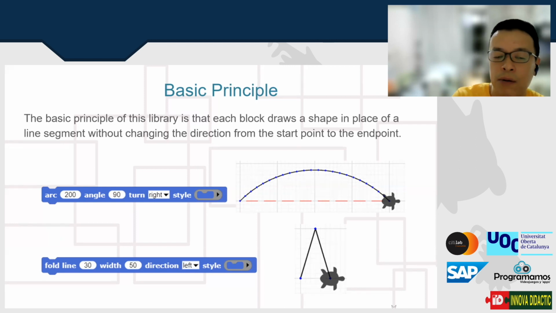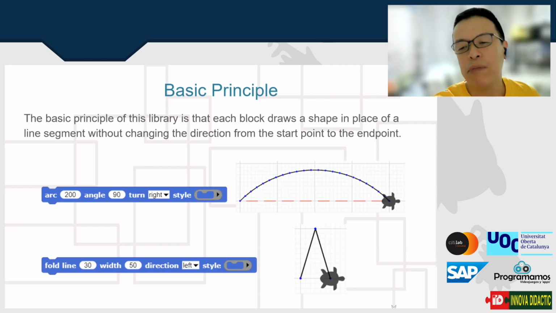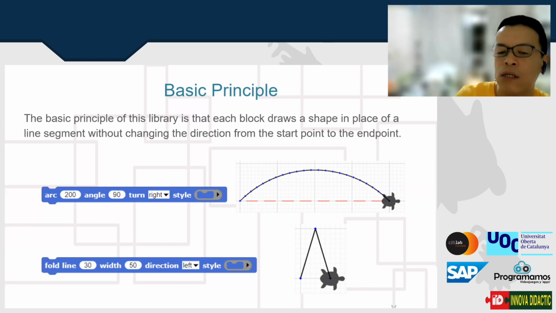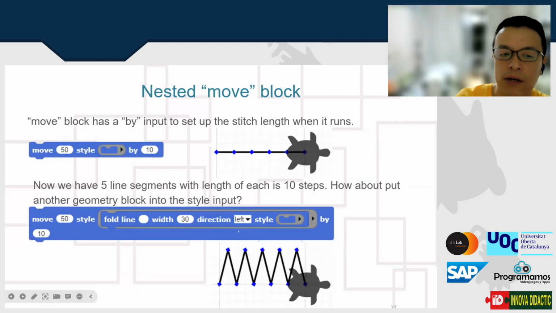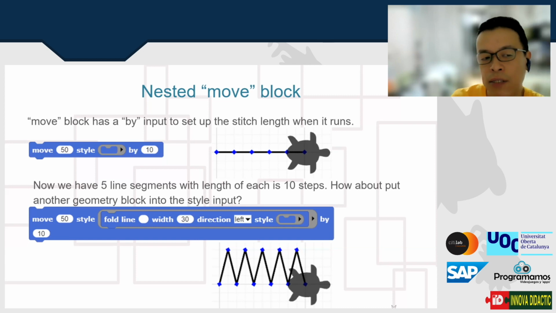The blocks in the geometry library do draw a shape too, but they keep the direction. That's a little bit different from Logo. In Logo, when you draw an arc, it's always heading to the last segment. For a Logo program, we use move and arc, and we have the same blocks in the geometry library. The move block by 10 means the stitch length is 10 steps.